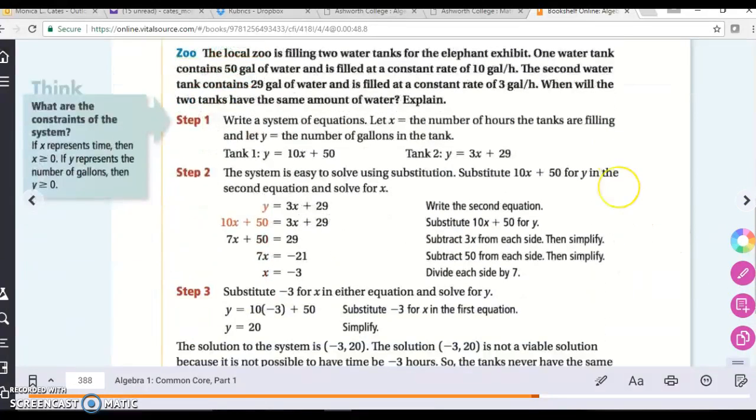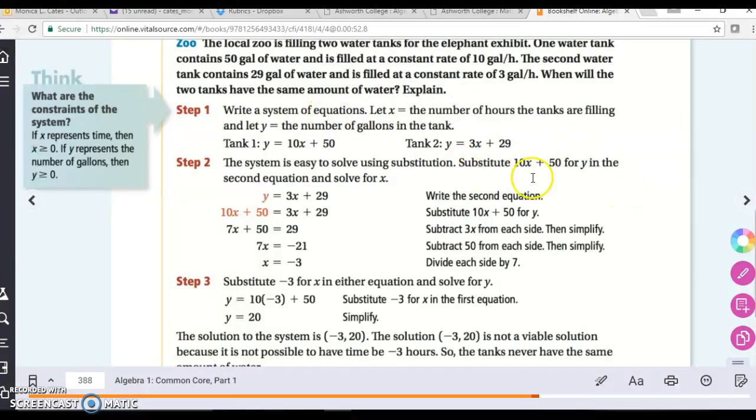Remember, there's multiple ways that we can solve. And it looks like they're going to use substitution, just like they did for problem 1. Both of them are equal to y, so we can set them equal to each other. We can subtract 3x from both sides and get 7x plus 50 equals 29. Subtract 50 from both sides and we get 7x equals negative 21. Divide both sides by 7 and get x equals negative 3.